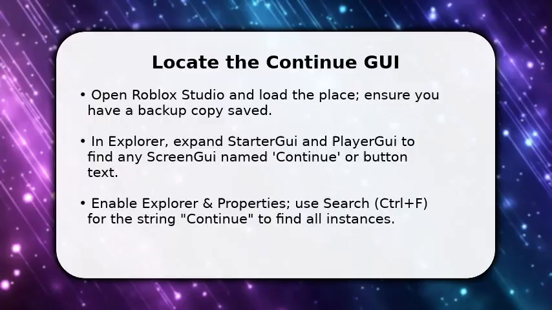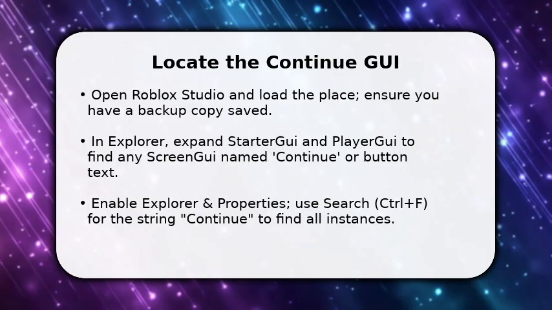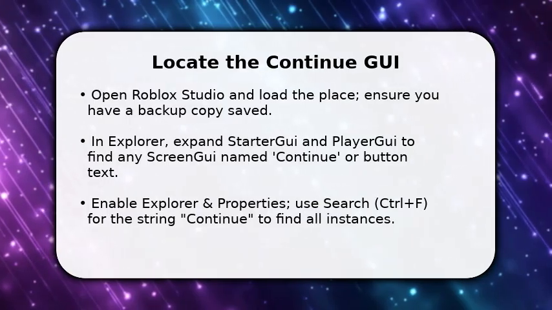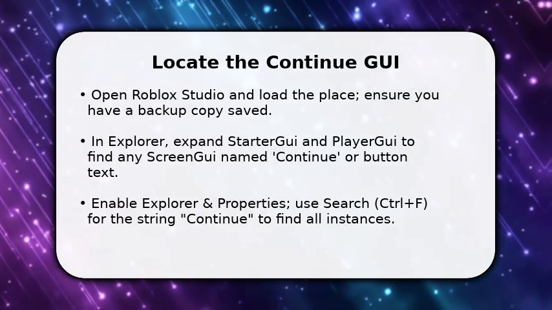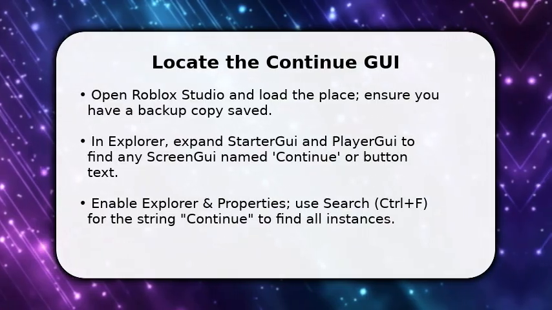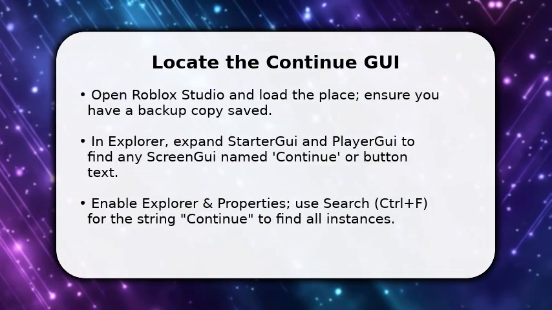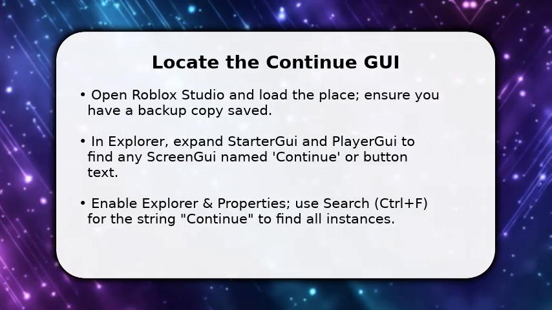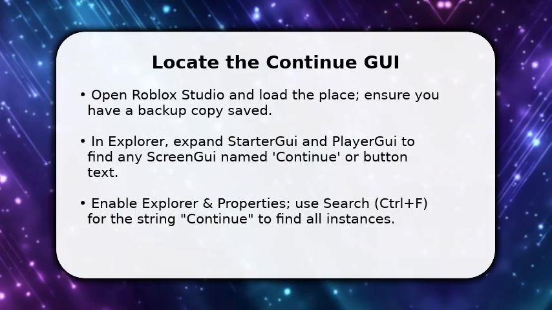Please enjoy the video. You start by locating the continue element so you can safely remove it. Open Roblox Studio, load your place, and make a backup immediately. Once done, enable Explorer and Properties if they are hidden, then search the whole project for the word Continue.